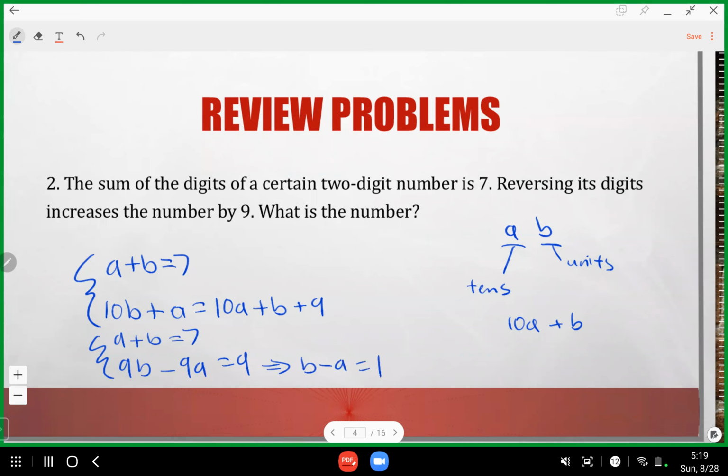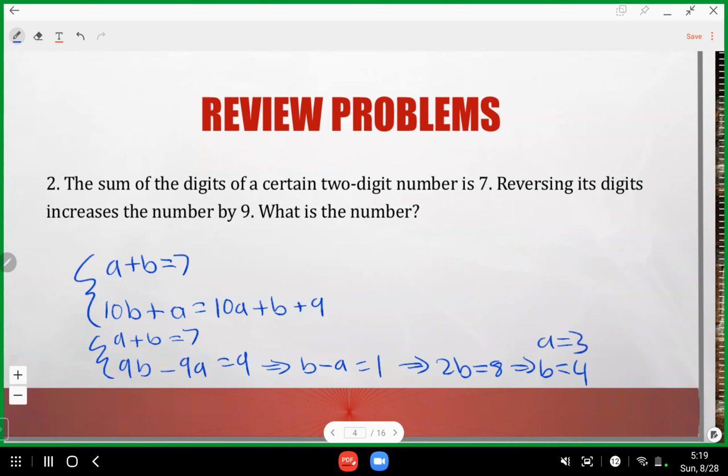And then we can add them. So the A cancels out, but we get 2B is equal to 8, therefore B is equal to 4, not 8. B is equal to 4. All right, and since they add up to 7, A is going to be 3. So from this you can get 34. That is the algebraic way of solving it.